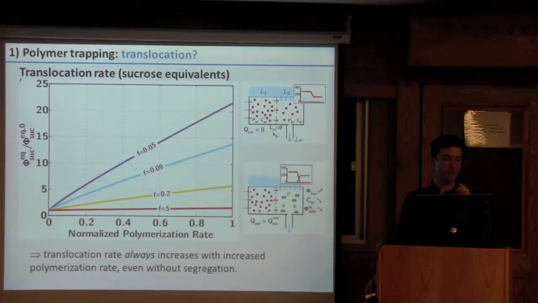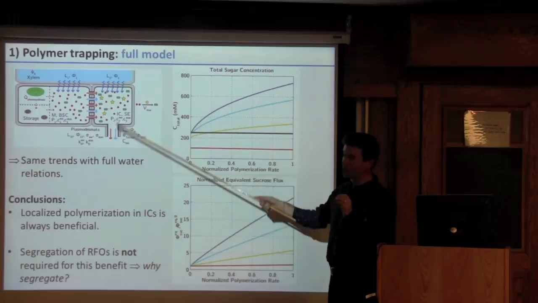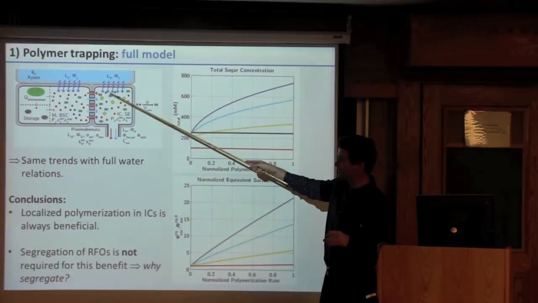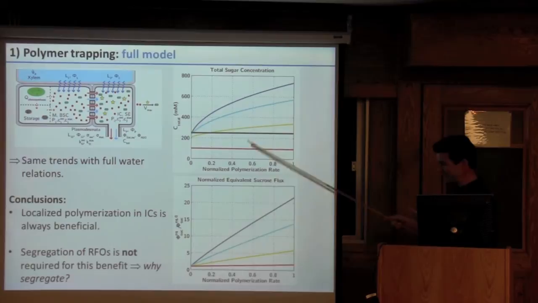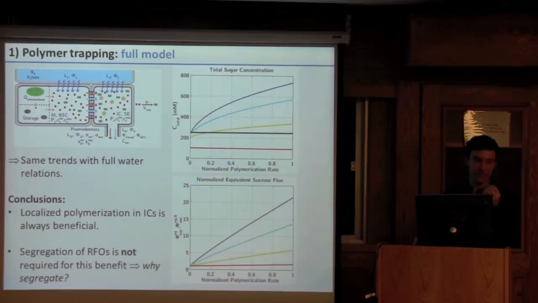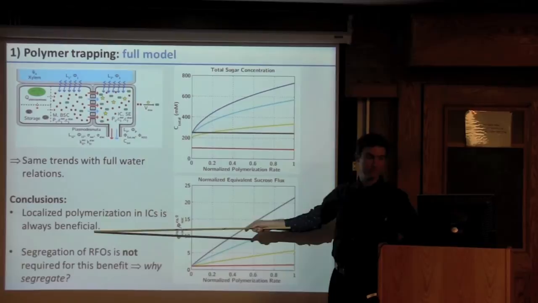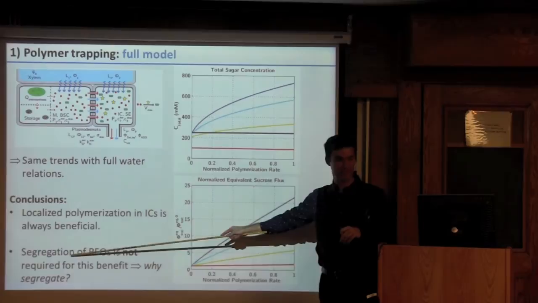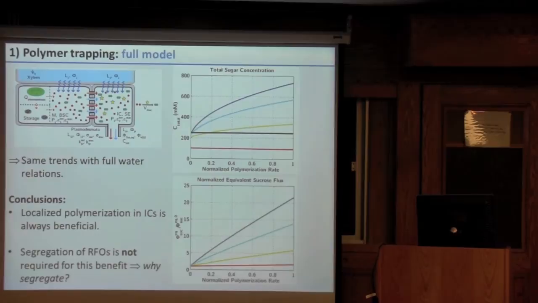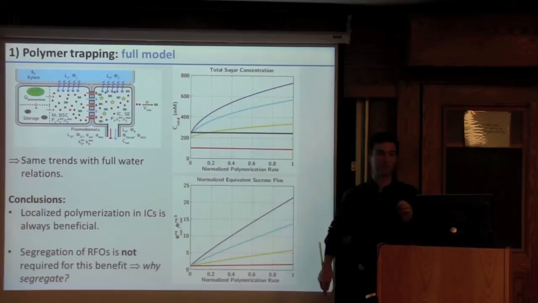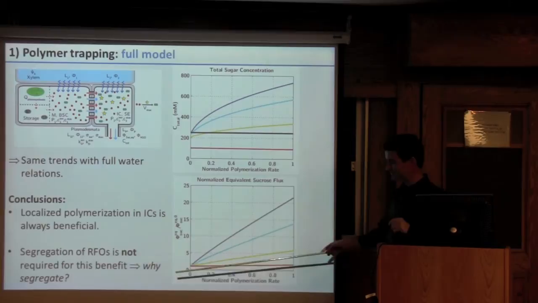Okay, and I'll just say briefly that I've shown this in the simplest case, but if we go back to a full water relations, and the possibility of having intermediate reflection coefficients for this plasmodesmal membrane, these same trends hold. And these are almost identical looking plots, but our understanding right now is that localized polymerization always is beneficial from the point of view of export, but does not depend on segregation. So this is a question for Bob. Why segregate? Okay. And I'm going to tell you in just the next few slides, segregating is not trivial. You've got to turn these plasmodesmata into an osmotic membrane. So it seems to suggest that there's some other reason to segregate that doesn't have to do with improving the rate of export. Okay. Now, so that's something that we've been discussing and we need to continue to discuss, but I'll be interested in if there are any suggestions.